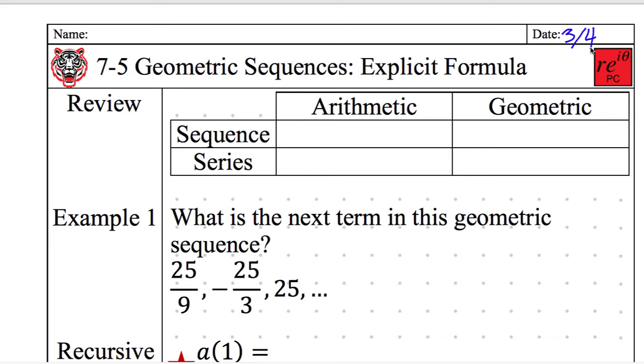Arithmetic: 2, comma, give me a list. 4. The next one would be 6, then 8, et cetera, et cetera. Then what is an arithmetic series? 2 plus 4 plus 6 plus 8. I'm going to try to do my 8s that way so they're all in one piece.